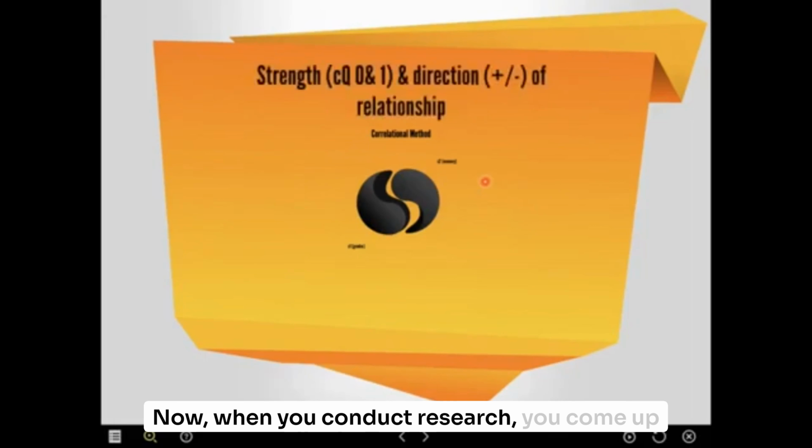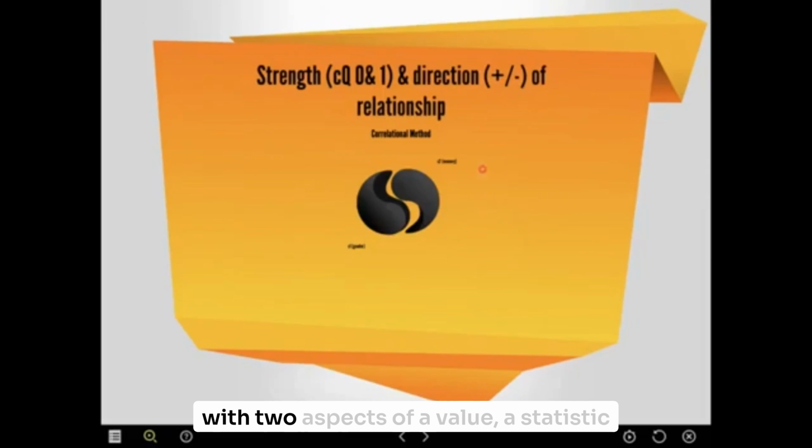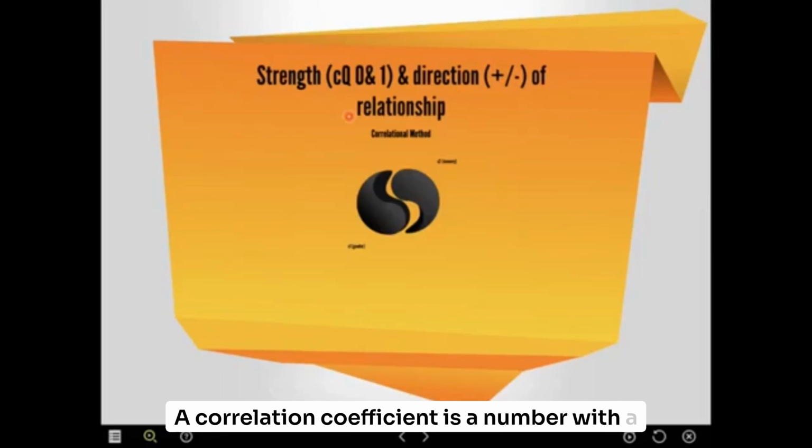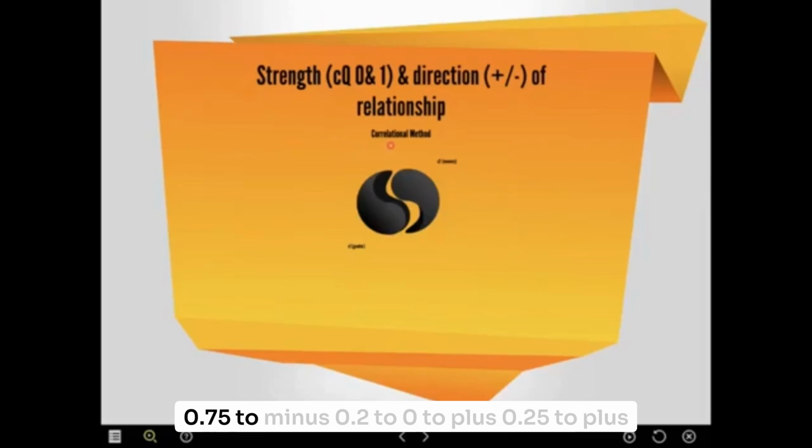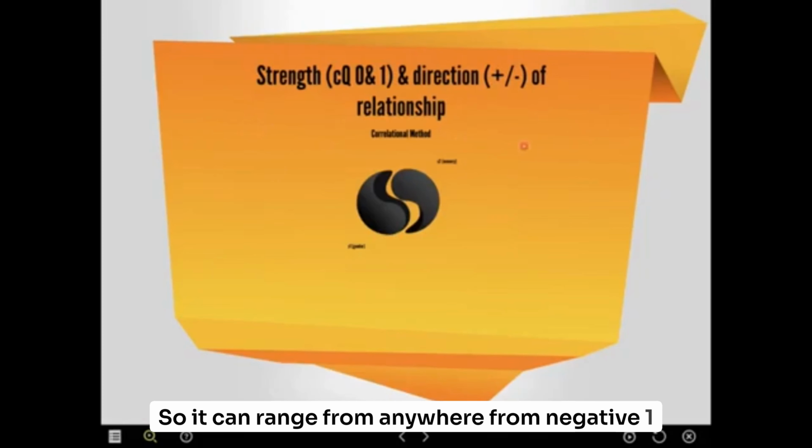Now, when you conduct research, you come up with a value, a statistic called the correlation coefficient. A correlation coefficient is a number with a positive or negative sign before it, and the values range from 0 to 1. So it can be minus 1, minus 0.75, minus 0.2, 0, plus 0.25, plus 0.75. The maximum would be 1. So it can range anywhere from -1 to +1.